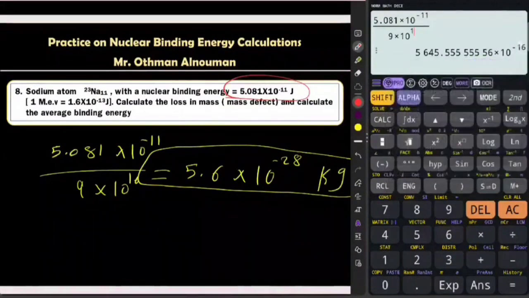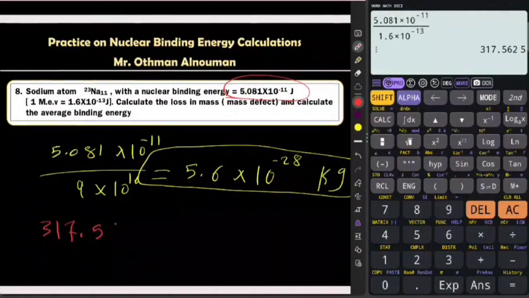So we are going to convert the energy to million electron volt. How are we going to convert it? We'll see 5.8 to the power of K over 1.6 times 10 to the power of negative 13. Now we made it million electron volt. So the binding energy in million electron volt is going to be 317.56. Now this is the binding energy in million electron volt.